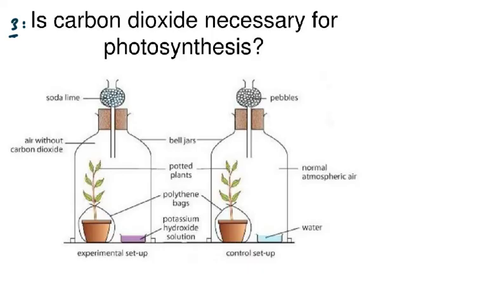The third experiment is to prove that carbon dioxide is necessary for photosynthesis. So we take two potted plants, same species, same age, same size, and we have soda lime and we have them in bell jars. Then we place the two plants and we have a chemical. In this we have water. In this we have potassium hydroxide solution, which is going to absorb the carbon dioxide.